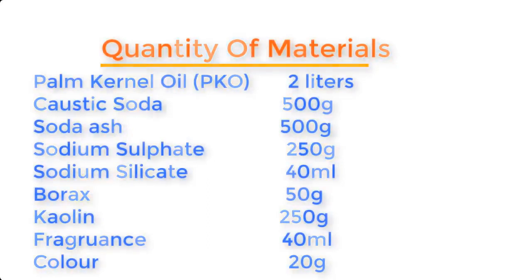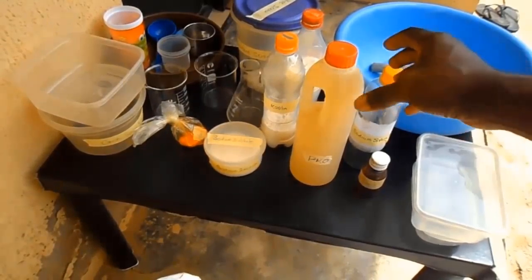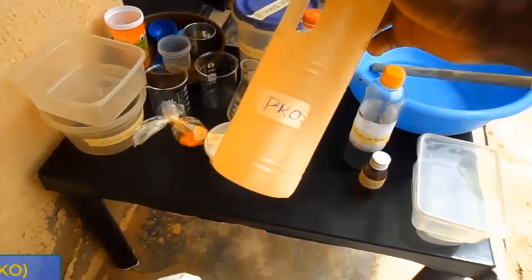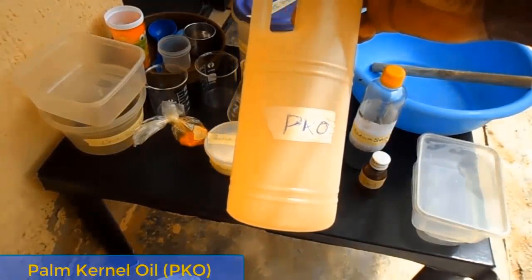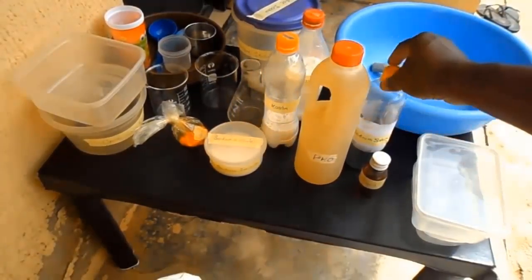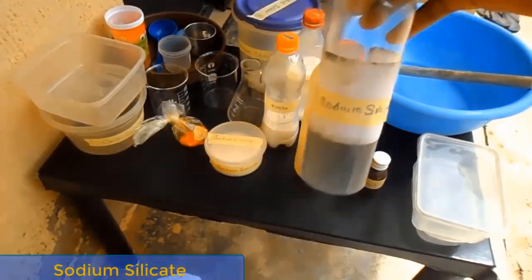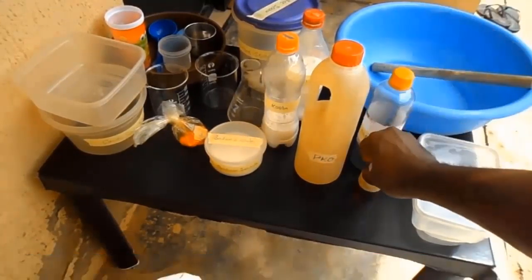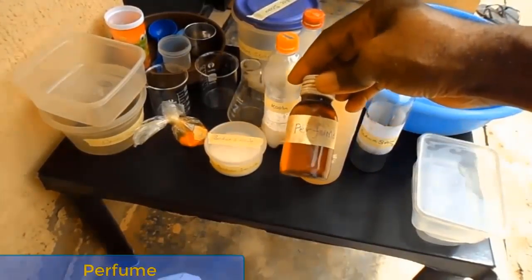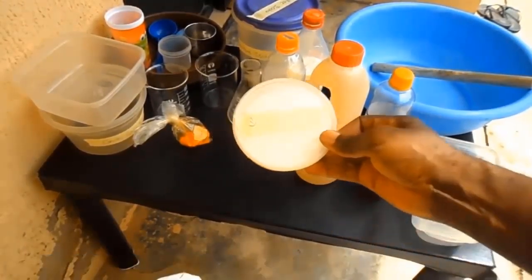Now let me introduce you to the chemicals and equipment we will be using in this particular production. This is our palm kernel oil, also called PKO. And this is our sodium silicate. This is our perfume, the perfume we'll be using to add fragrance to the soap. And this is sodium sulfate.